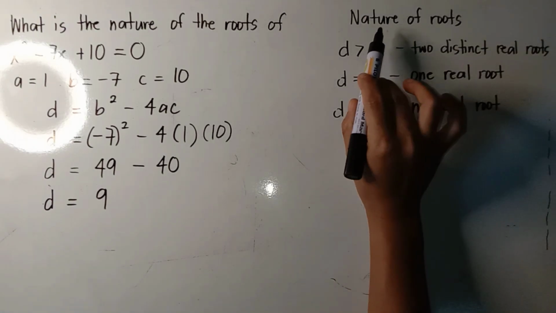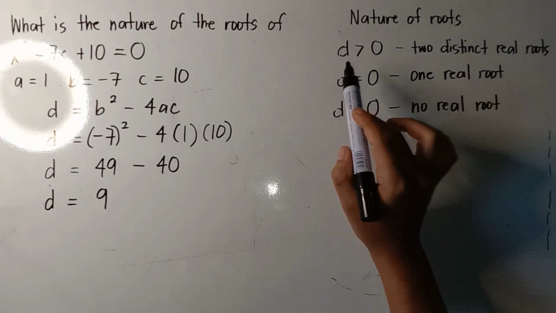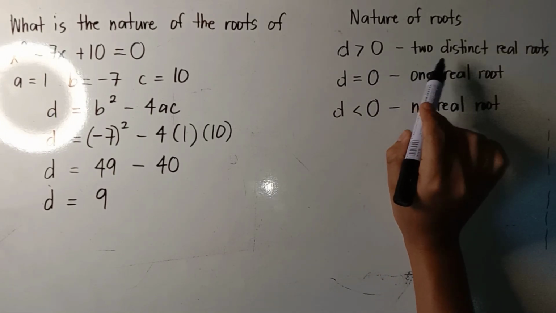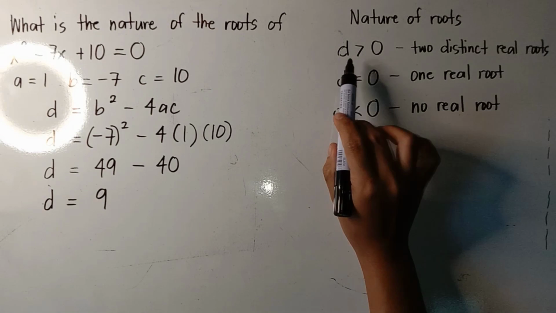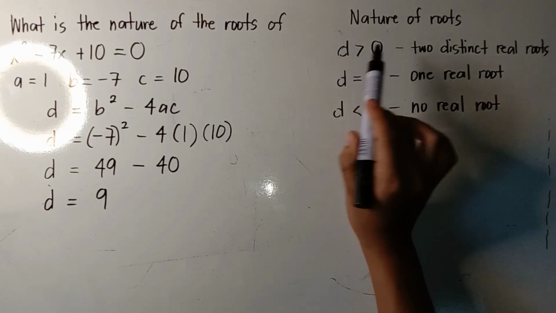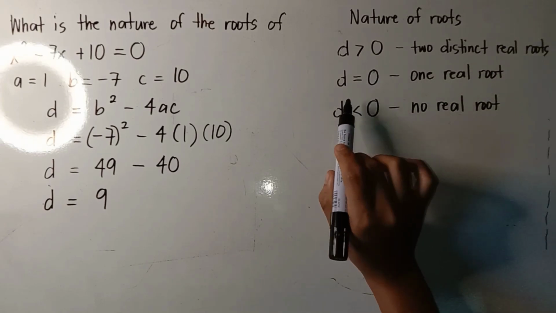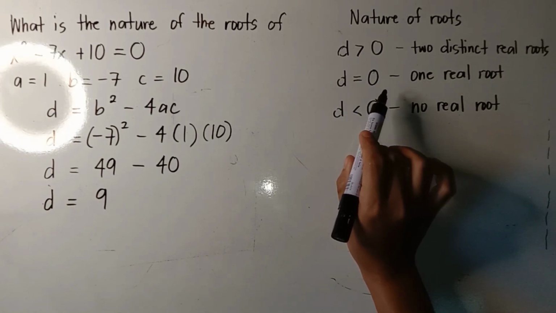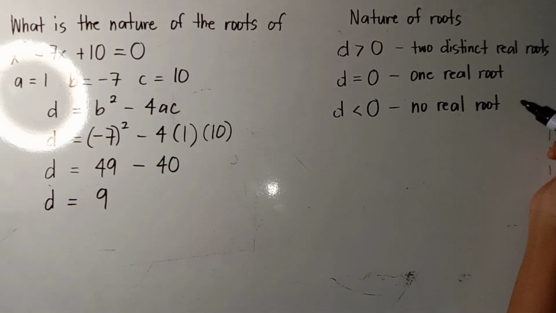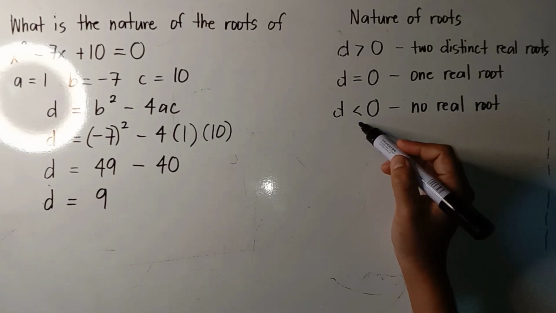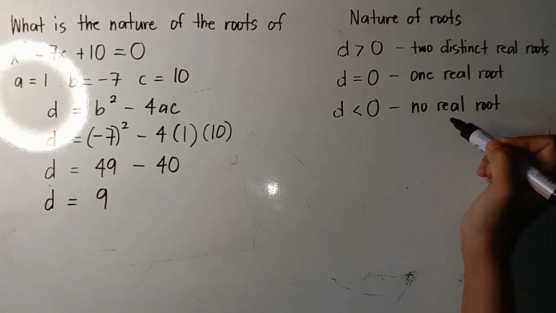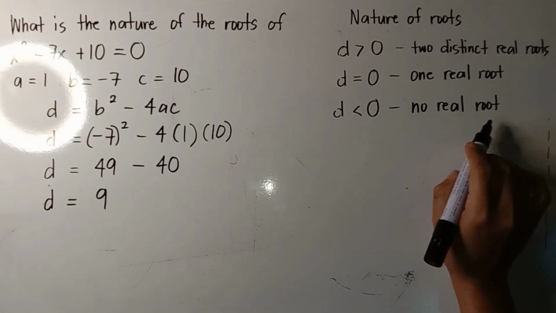So I have here the nature of roots. If d is greater than 0, it means the equation has two distinct real roots. So these are the list of positive numbers in a number line. Next is if d is equal to 0, the equation has one real root. And if d is less than 0, the equation has no real root.